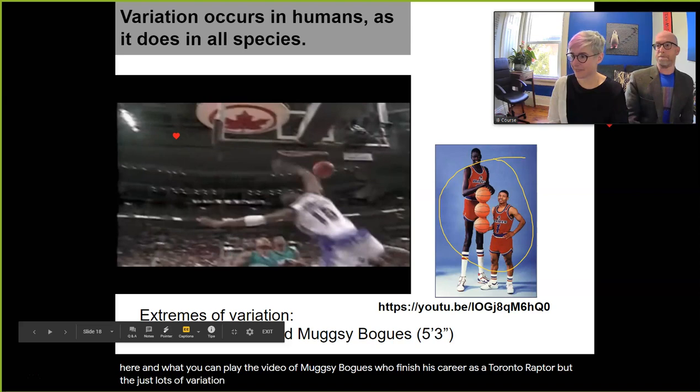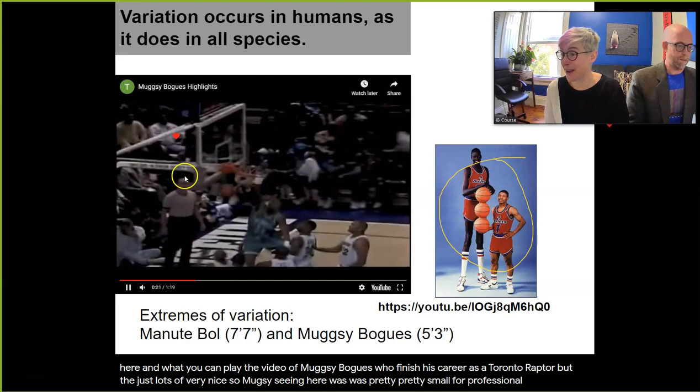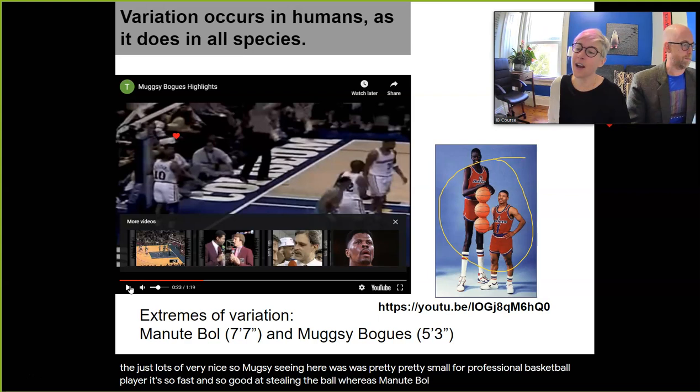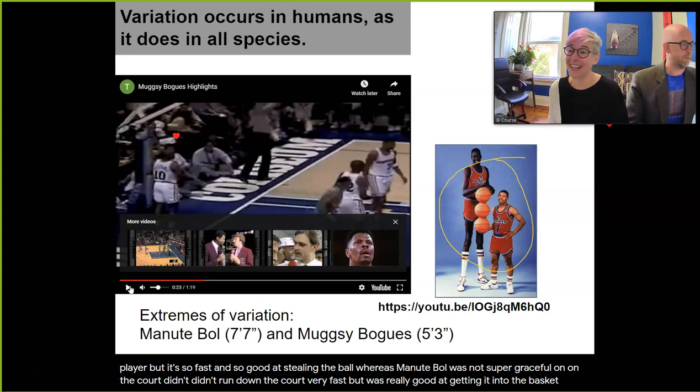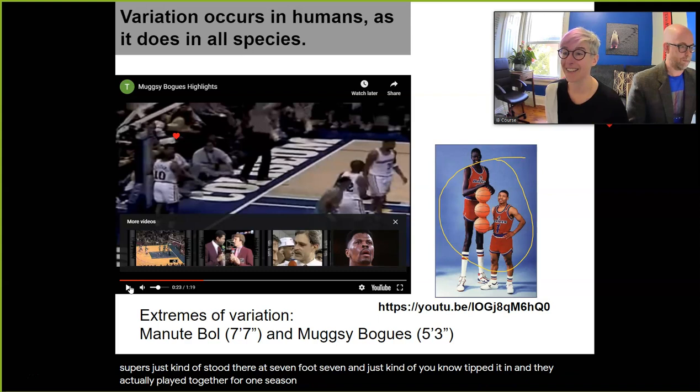Variation. Nice. So Muggsy, seen here, was pretty small for a professional basketball player, but so fast and so good at stealing the ball. Whereas Manute Bol was not super graceful on the court, didn't run down the court very fast, but was really good at getting it into the basket, right? He just kind of stood there at 7'7" and tipped it in. And they actually played together for one season. The tallest player and the shortest player.